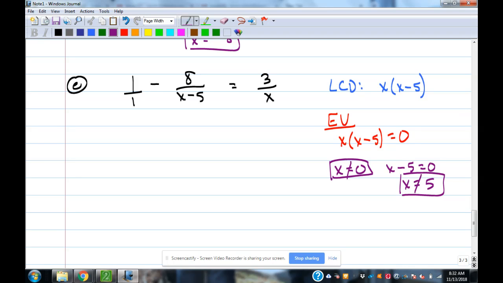Now, the left side has two fractions on it that are subtracting. So to put those together, I need to be able to get a common denominator. The first fraction needs the right denominator. We've already found that right denominator. So 1 gets the x and the x minus 5. Good thing it's a 1 because that makes the math easy. But whatever the bottom gets, the top gets too.